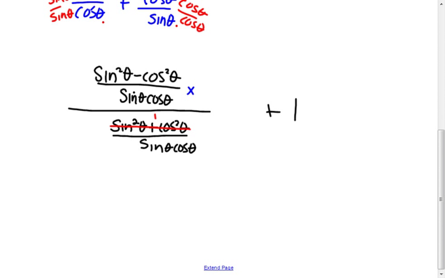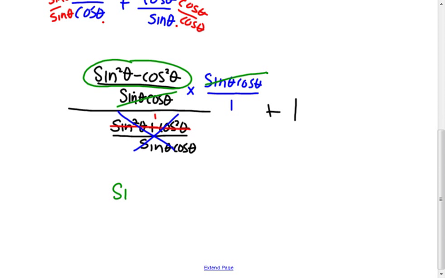So I'm going to multiply by sine cosine over, again, the quantity 1 can be replaced with sine squared plus cosine squared. So that's gone. Okay. And now sine cosines are going to cancel like that. And what I have left is this quantity. And then don't forget about your plus 1 back here.